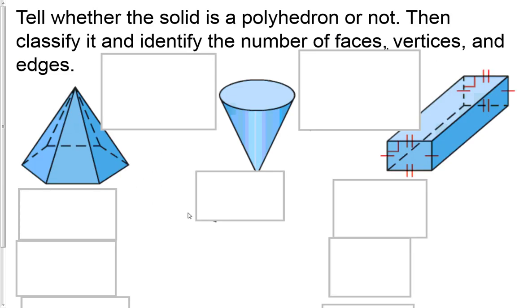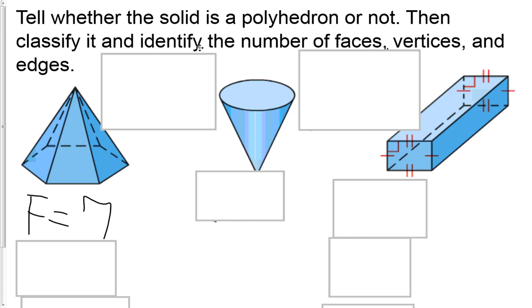So starting off real basic, tell whether the solid is a polyhedron or not, and classify it and identify the number of faces, vertices, and edges. Looking at this one, I only see flat edges. I don't see any curves. So this is, yes, going to be a polyhedron. In this case, I'm counting our faces. The bottom is a hexagon, and then we've got 1, 2, 3, 4, 5, 6 other faces leading up to the point. So we have a total of 7 faces.